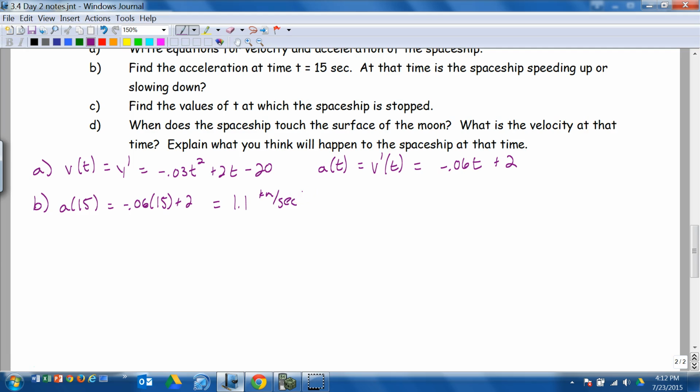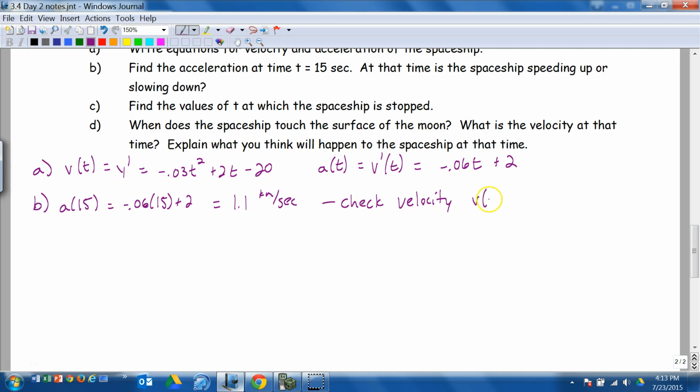Now, a lot of you guys will be tempted at this point to say, oh, the ship is speeding up because the acceleration is positive. That does not mean that the ship is speeding up. Okay? You need to also check velocity. Important. Because in order to be speeding up, it has to be traveling in a direction, and then the acceleration has to be happening in that same direction. So if you're moving backwards but accelerating forwards, you're not speeding up, you're slowing down. So you need to check velocity.